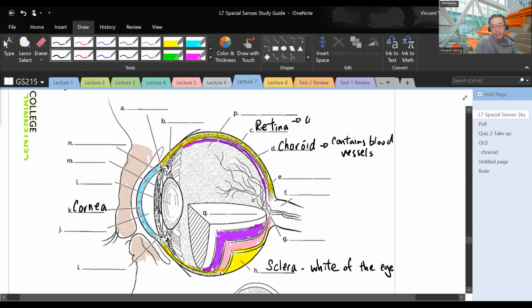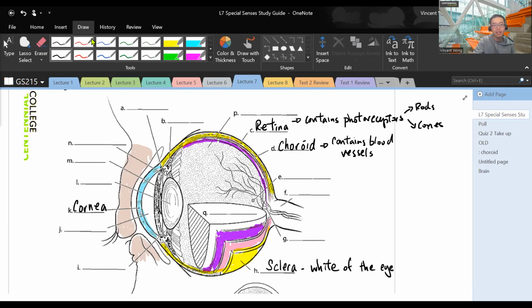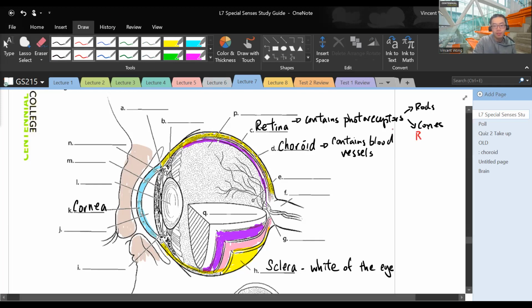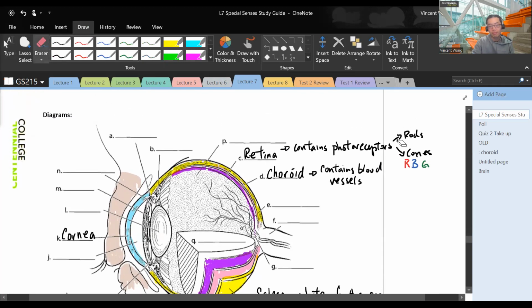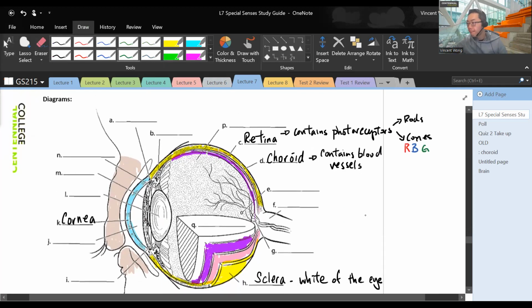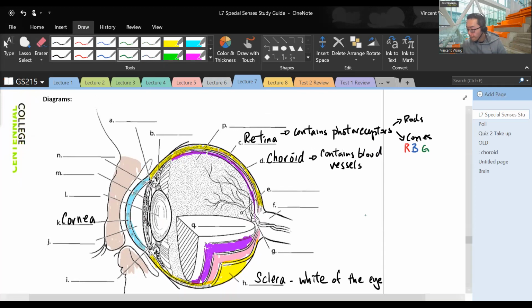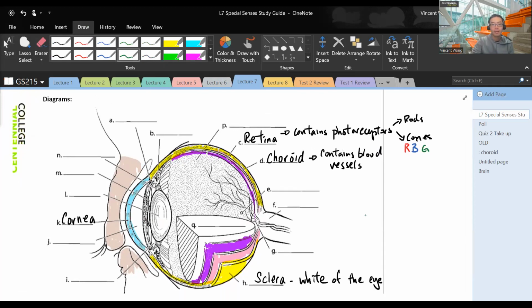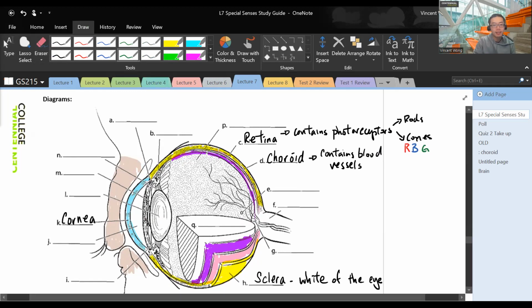Okay, so this contains photoreceptors. So there are the rods, and then there are the cones. And if you want to know now, cones are responsible for color vision. So there are cones that detect red, blue, and green. Rods are for night vision. We'll learn more about that later. Okay, so that's that.